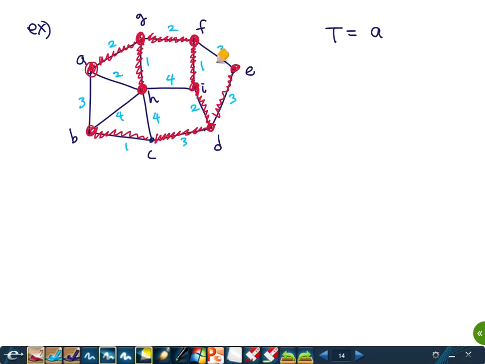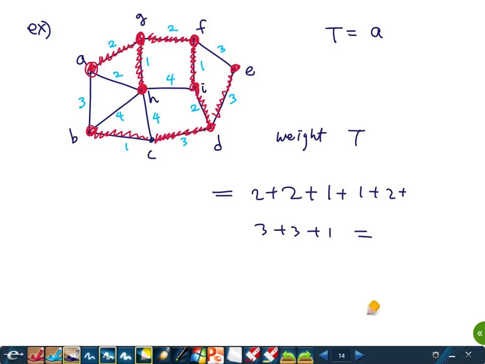So what is the weight here? 2 plus 2 plus 1 plus 1 plus 2 plus 3 plus 3 plus 1, which is what? 5, 8, 15, right? We had several choices, but they all give you weight 15. And this is indeed the smallest weight possible. It is not obvious why we should get the minimal spanning tree, but it can be proved.